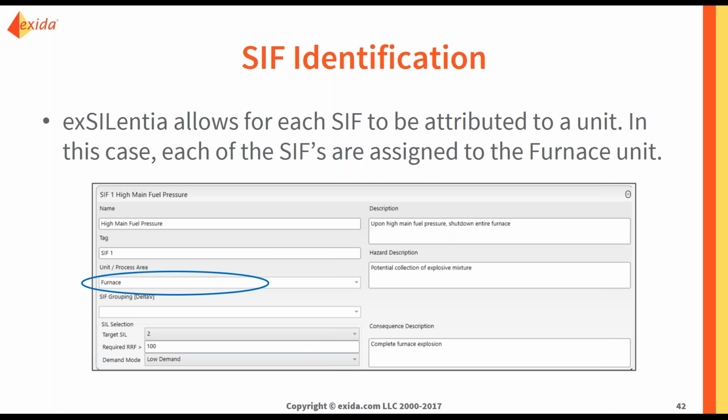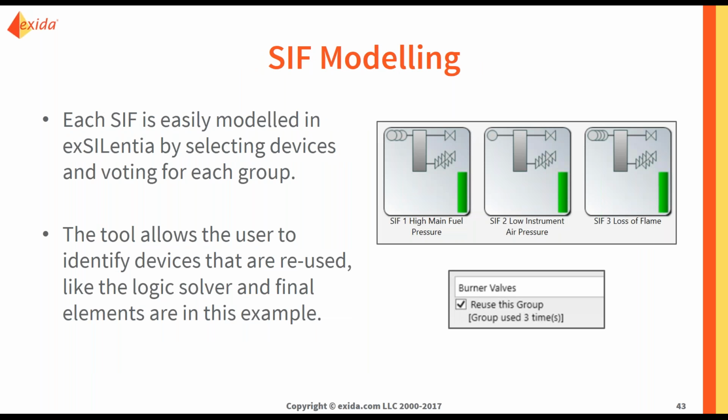The first thing we would have to do is categorize the SIFs by unit. And so in exSILentia, we would do that using the SIF identification tab. Here you can see for SIF1, I have attributed it to the unit furnace, and I did the same for the other 2 SIFs within the tool. Then you would model the SIFs.